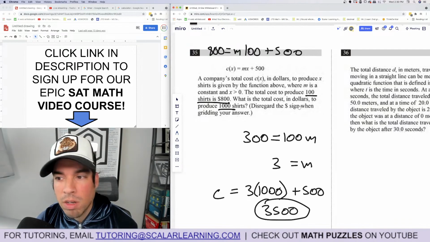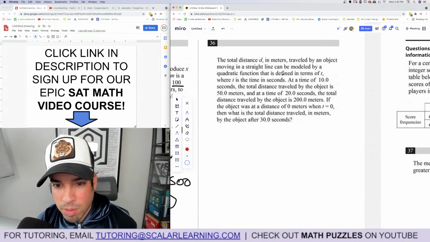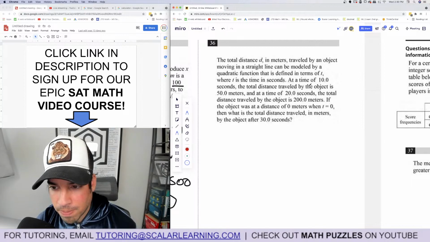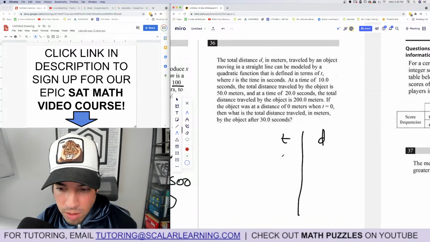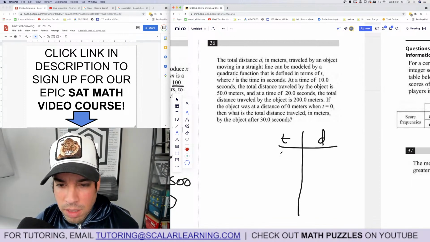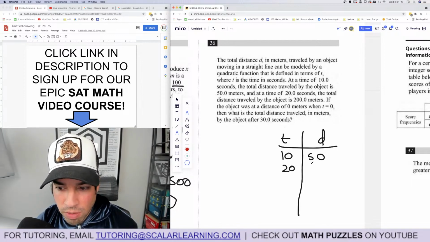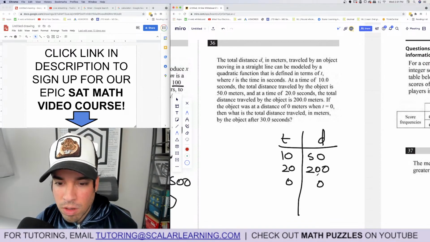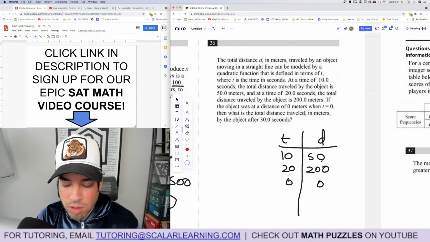We're moving on. 36. The total distance D in meters traveled by an object moving in a straight line can be modeled by the quadratic function defined in terms of T, where T is the time in seconds. Okay, make a little table of values. T seconds is 10, the total distance traveled is 50. At time of 20, the total distance traveled is 200. If the object was at a distance of 0 meters, so we also have 0, 0, then what is the total distance traveled in meters by the object after 30 seconds?